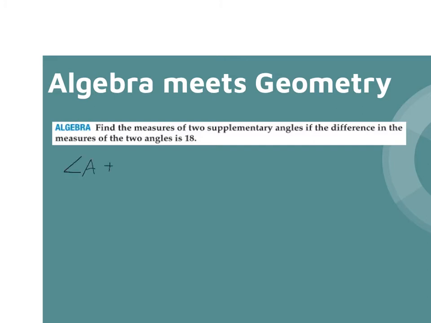angle A plus angle B equals 180 degrees. But we also know that angle A minus angle B equals 18. So now we can put them together and solve for our answer. If we rearrange this formula, we can get A is equal to 180 minus B.